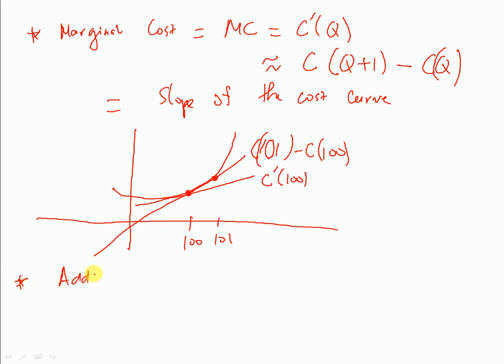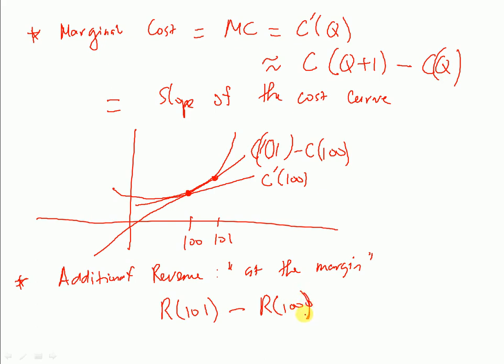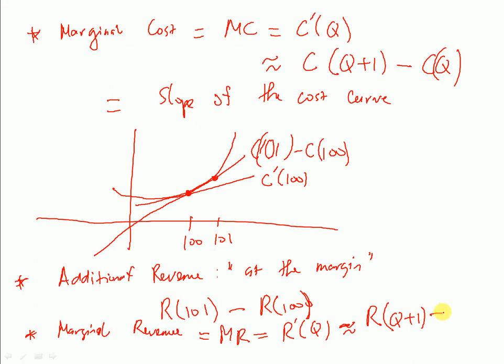The same thing applies to additional revenue, at the margin. If you take the revenue for the 101 fly and subtract from the original 100, we get the revenue for one extra fly. Now we define the marginal revenue to be MR, marginal revenue. This is basically the slope, or the rate of change, or the derivative with respect to Q of the revenue function. And you can estimate that by taking the additional one minus the original value.